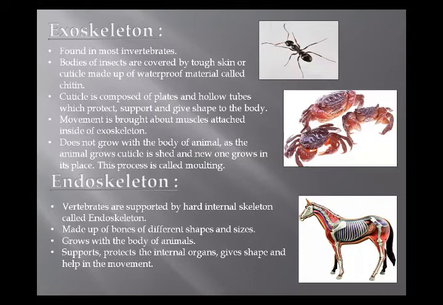The process in which the animal removes their previous or shorter exoskeleton and gets the new one is called molting. Again, I'm saying the exoskeleton is non-living and it does not grow with the growth of the body. Hence, it is shed and replaced by a new one regularly. This process is called molting.